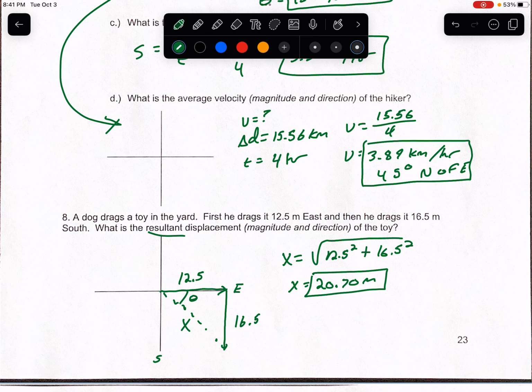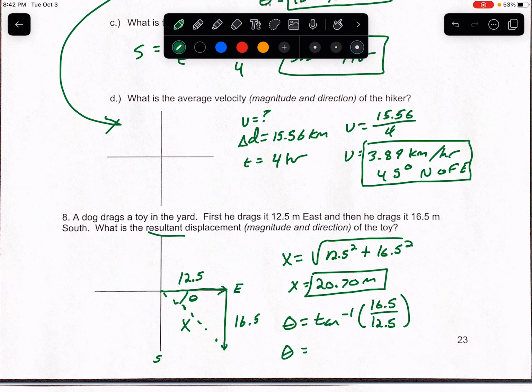We're going to find our angle now. So we're going to skip a step. So we know it's going to be inverse tangent because we're dealing with opposite and adjacent. So 16.5 is your opposite because it's opposite of the angle. And 12.5 is your adjacent because adjacent means next to the angle. So that x is always going to be the hypotenuse. The longest side is always the hypotenuse.